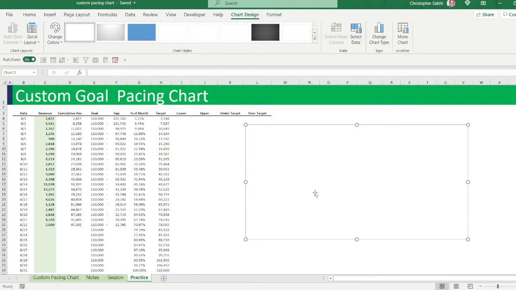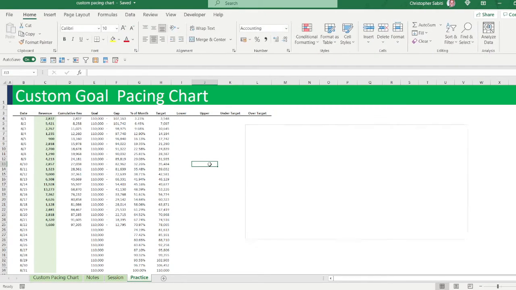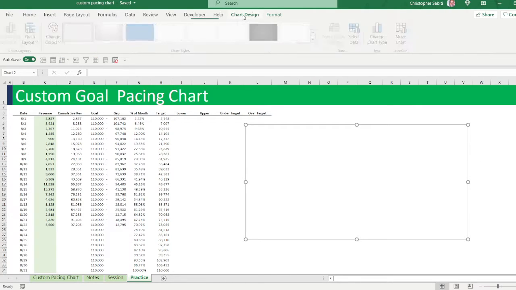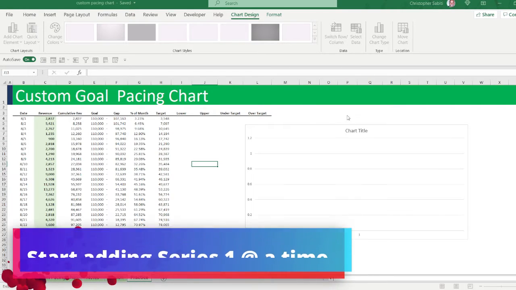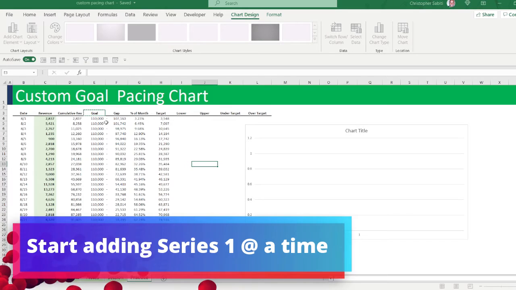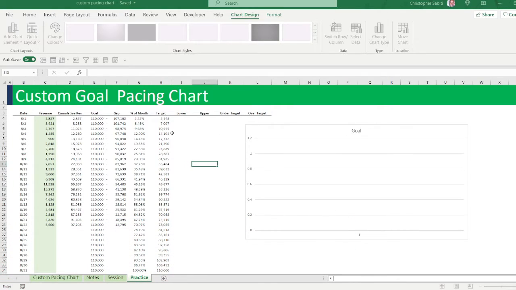So now it is at my pace to add in the series. So I'm going to start with the series. We are starting with the first series, which is the goal. So how do we add the series? You can always do the select data. It is always in the ribbon chart design. The moment you click on the chart, it will always give you the chart design. So select data, add the series. So the series we are adding, this is now the goal. Then the series values, we are adding from the first to the last. This is okay.